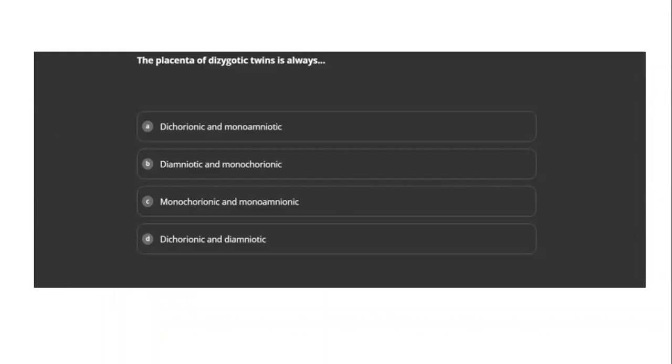Okay, see this question first. The placenta of dizygotic twins is always... As soon as we see this question, we should first see dizygotic twins. You should know that dizygotic means two different eggs are fused, and they are two different individuals.